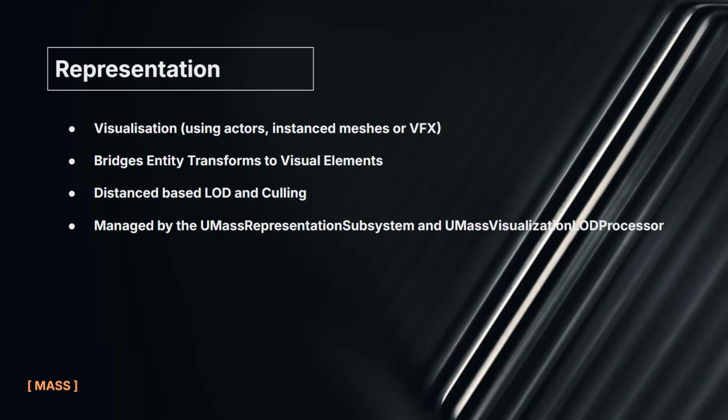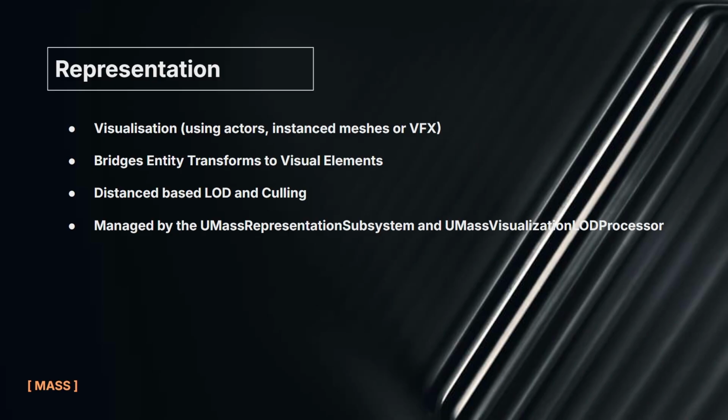And then the third area of the entity component system, and mass as well, obviously, is representation. So this is what bridges the virtual entity int32 to something that lives in your world. So like all those fragment data, if an entity has a transform, it's what places something in the world at that transform's position that you can visually see. So it might be an actual actor, instanced static meshes, or it can be a Niagara visual effect as well.